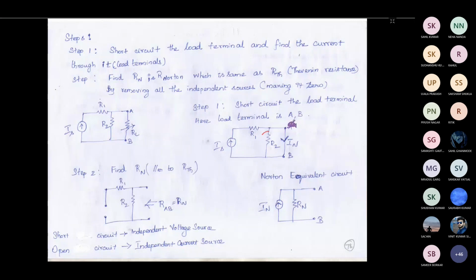When you are having n number of parallel elements, if one of them is short circuited, then the entire current will be passing through that element. So for this circuit, the complete current will be passing through this short circuited terminal only. That will be the Norton current for this particular circuit. Again, that is the first step. The second step is to find the equivalent resistance. How to find the equivalent resistance? The equivalent resistance is found the same way as the Thevenin resistance. Just the name is different, but other than that, the procedure is same.